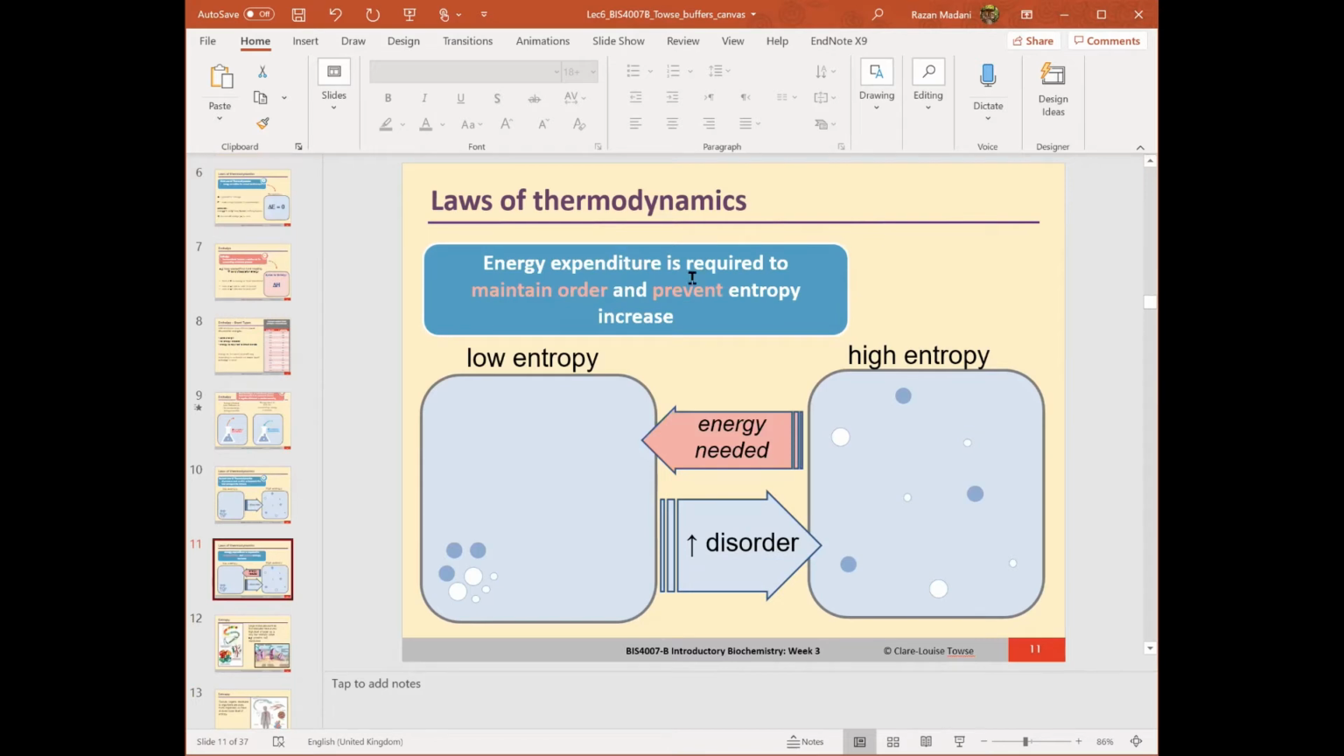So energy expenditure is required to maintain order and prevent entropy increase. If you have something that is increasing into a gas, you have to maintain it. It's like you have a mess and you ask the police to go and maintain order, so you require energy for that to prevent entropy increase. Entropy is a mess, or the change from solid to liquid or liquid to gas. If you want to go backwards, for example from gas to liquid, you have to put in energy.